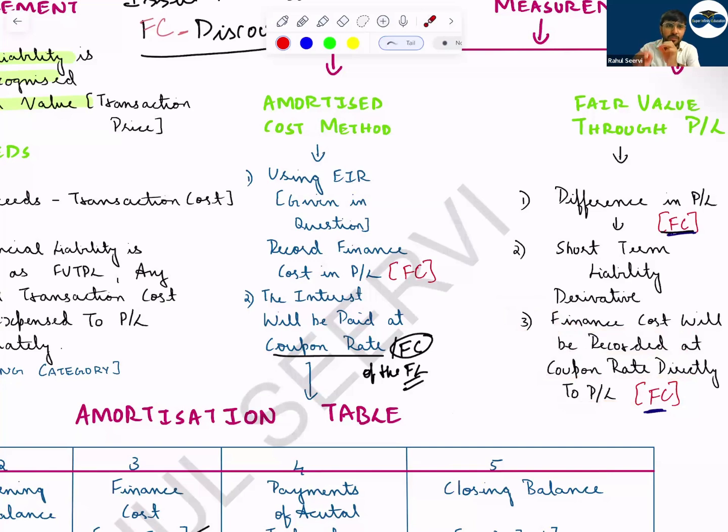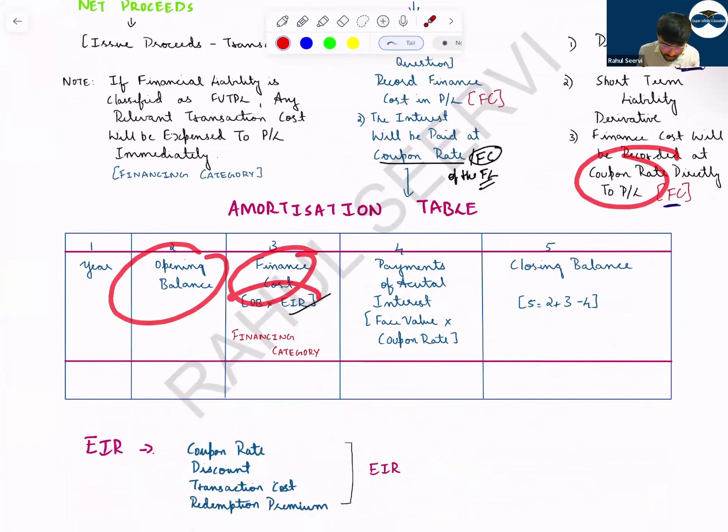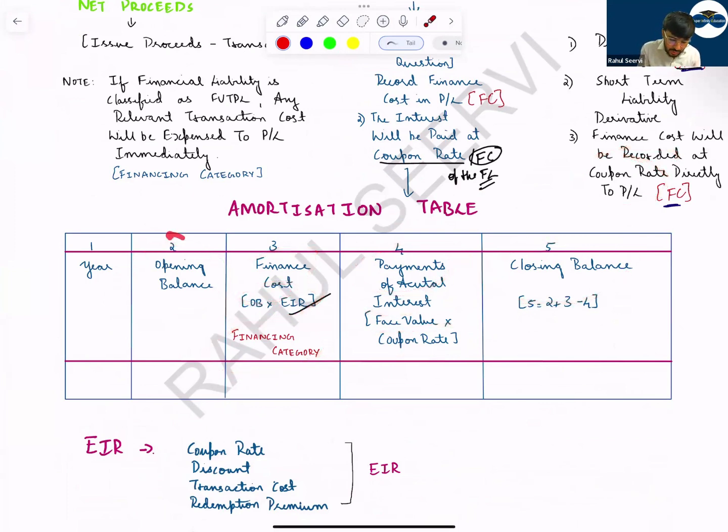So this is the most important part that could come in the MCQ. That finance cost will be recorded at coupon rate directly to the P&L under which category, sir? Financing category. That is face value into coupon rate to P&L, the income or expense. There are two incomes, the difference, and this is the second one. So we had seen the amortization table: opening balance, finance cost, sir, opening into EIR rate, financing category, payments of actual interest, face value into coupon rate, and closing balance. That is 2 plus 3 minus 4, you will get 5.